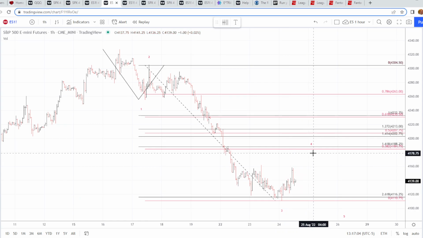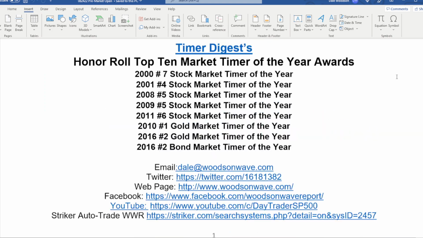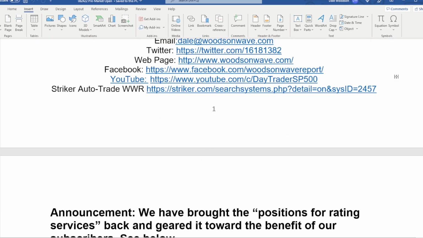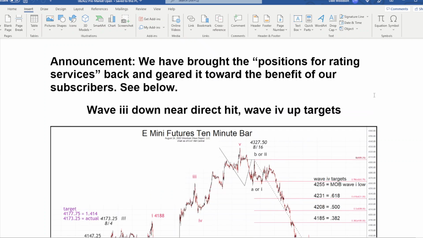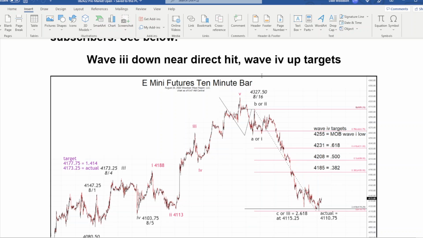All right, let me show you guys. I think we'll get that pre-market report where I had this in there. Let's see if I can pull that up here. Here we go. Make sure I got the pre-market here. Yeah, pre-market this morning for our monthly subscribers. Yeah, we changed our positions of rating services there. 3 down was a near direct hit. You can see it better in the picture here. The target, or the 2.618 multiple, was 41.15 and a quarter. The actual hit 41.10.